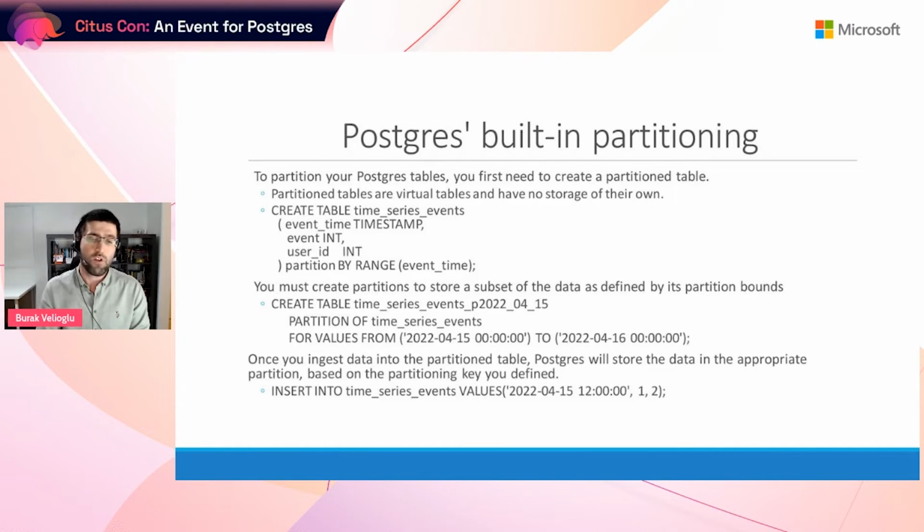Afterwards, if you want to ingest your data into your partition table, you can use the well-known insert into command, and you can use the partition table name while inserting data into your table. So you don't need to use the partition tables, but you can use the name of the parent partition table instead, and Postgres will understand it and will route to the right partition according to the bounds you have provided to Postgres.